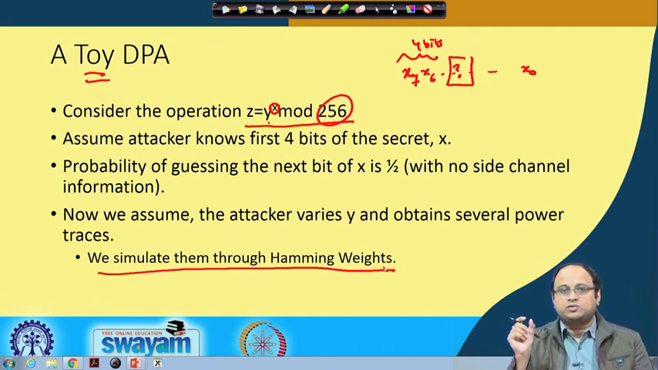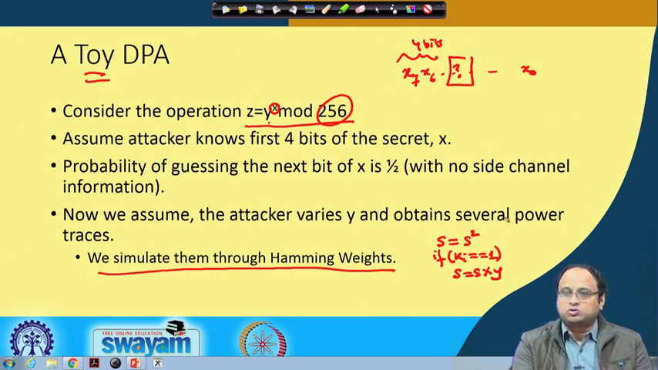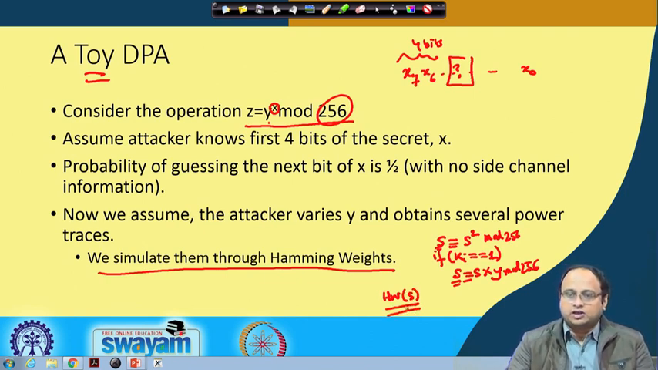So therefore I observe the Hamming weight of that state s. In the square and multiply algorithm I always do a squaring, and if the key bit, the ith bit, is 1, then I multiply s with y. All these equalities are modulo 256 in this case, where n is 256. So when I am doing these operations, I monitor the Hamming weight of s. The objective is that this gives me an indication of the power consumption of the algorithm or of the circuit.